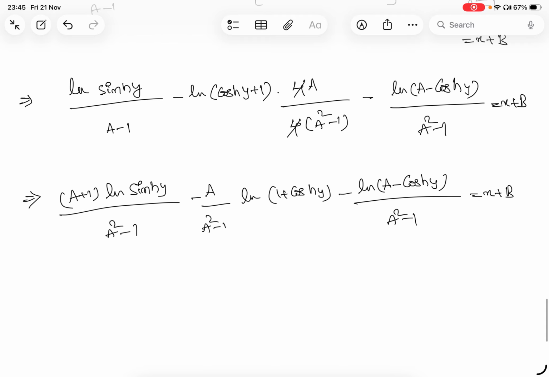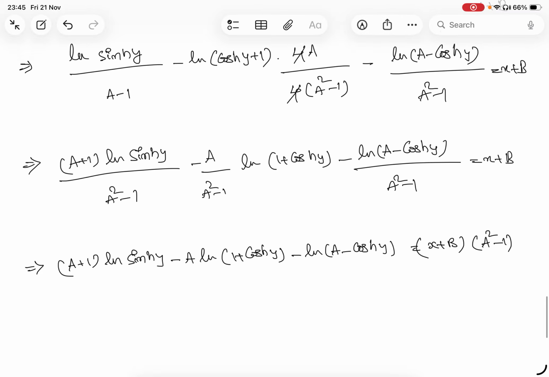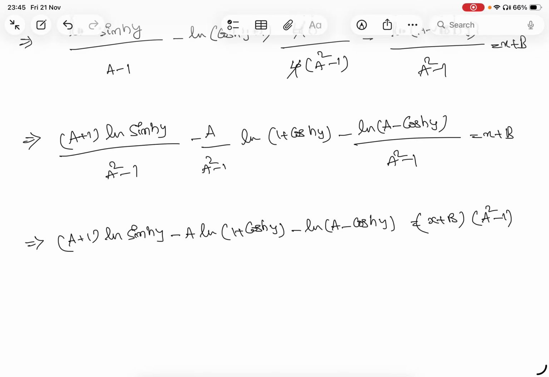Fine. Now we can do the LCM. This becomes (a plus 1) into ln sin hy minus a ln of (1 plus cos hy) minus ln of (a minus cos hy) is equal to x plus b into (a square minus 1). Fine.